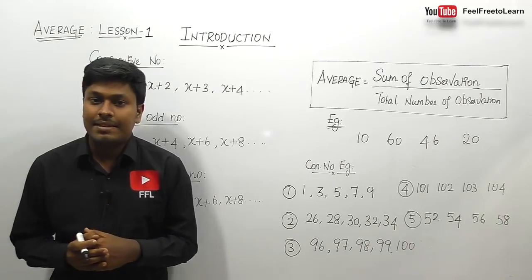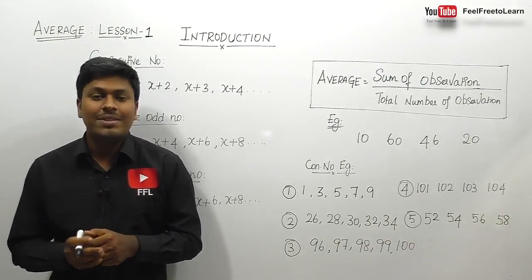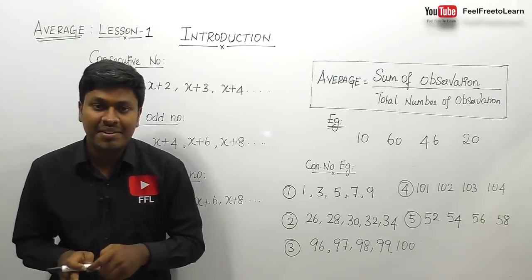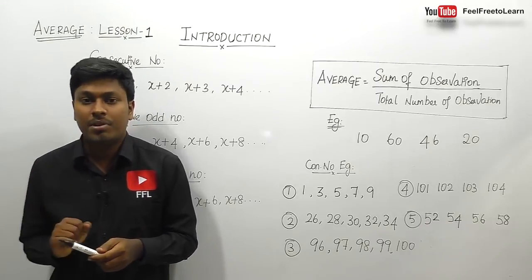So friends, in this lesson number 1, we are going to learn an introduction to the topic called average. Everyone who is preparing for competitive exams, I think you know how to find an average, right? Average is equal to the sum of observations divided by the total number of observations.